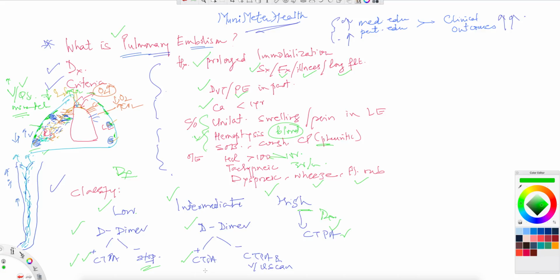If it's positive, you go ahead and anticoagulate this person. Otherwise, stop right there. Whereas the D-dimer, if it is negative in an intermediate probability, where the score is about, say, 6 to 10, out of these. Now remember, all of these are given scores here.